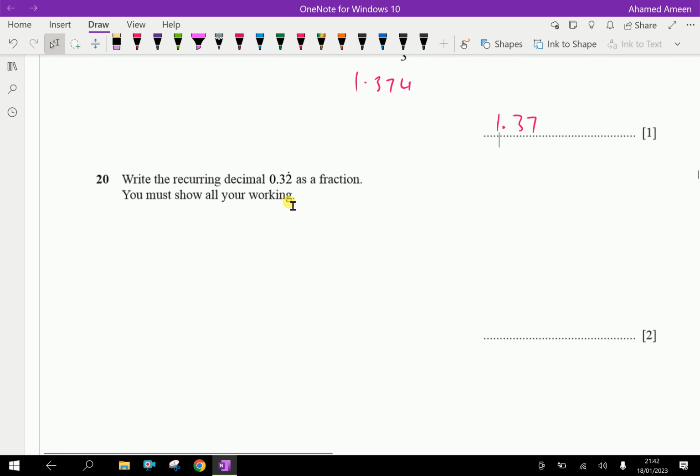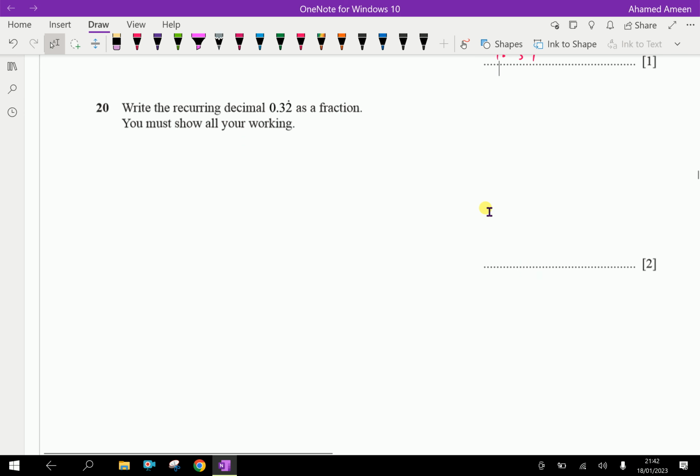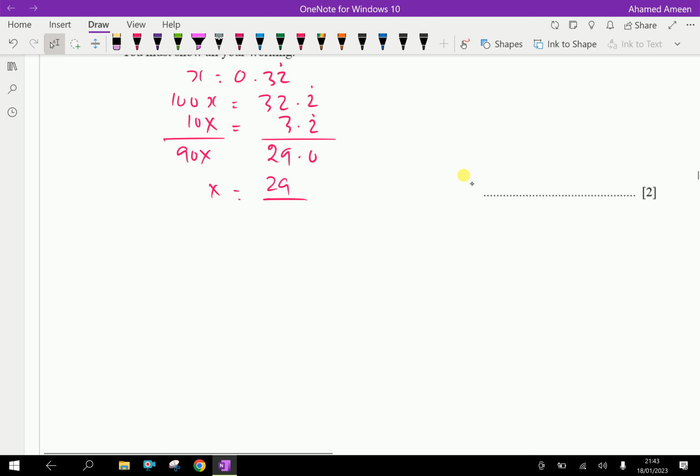Write the recurring decimal 0.32 recurring as a fraction. Let x equal the given number, 0.32 bar. Multiply by 100, we have 100x is 32.2 recurring, that is two places more. Now multiply x by 10, we have 10x is 3.2 recurring. Then subtracting both sides, this is 90x equals 32 minus 3 is 29. Therefore we can write x is 29 over 90.